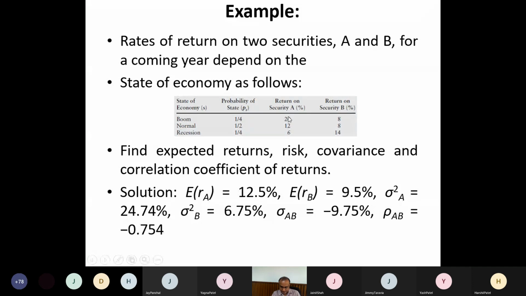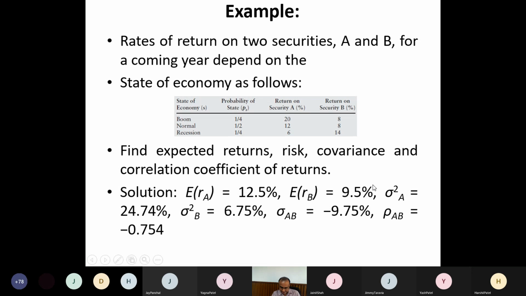R of AS, that is given as 20. So it is 1/4 multiplied by 20 plus 1/2 multiplied by 12 plus 1/4 multiplied by 6, and in percentage you get this. Similarly, you calculate for security B, and you get this. So you can see the expected value of RA is high while the expected value of RB is low. So security A in any condition is desirable, right? Because its expected value is high, while security B's expected value is low compared to security A.